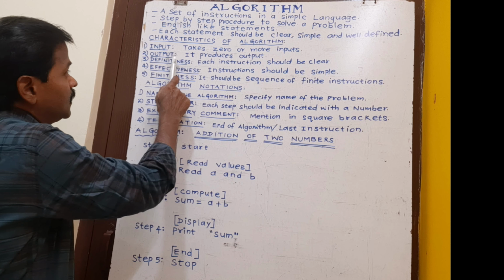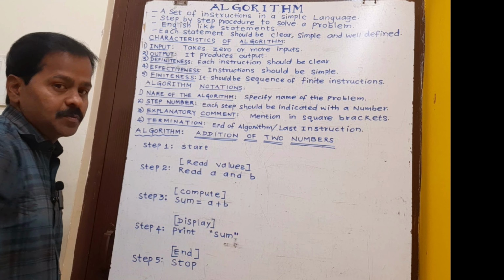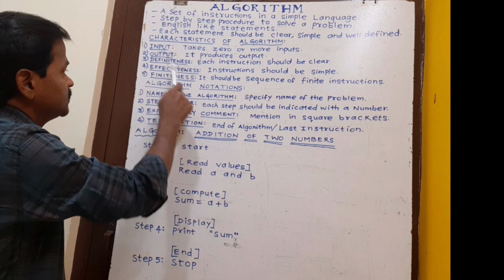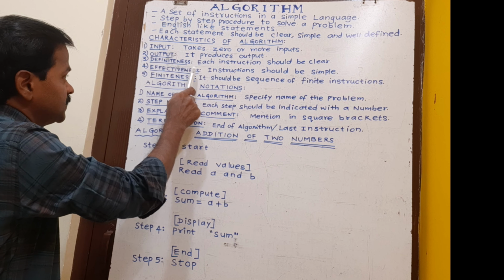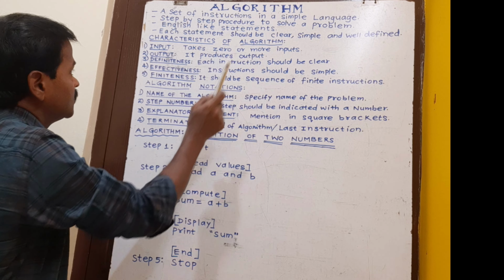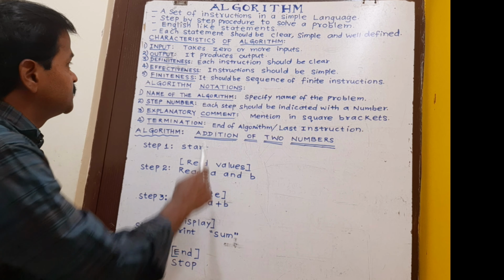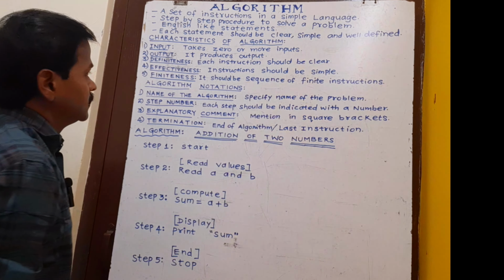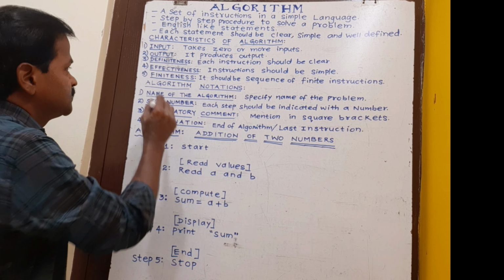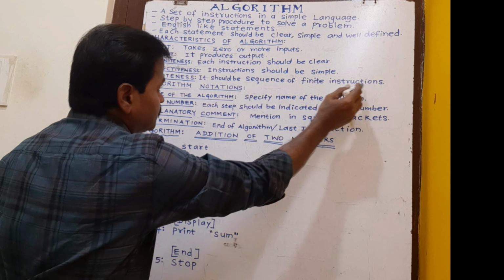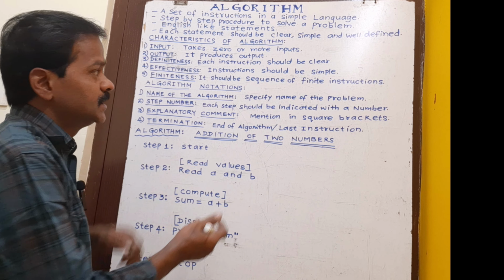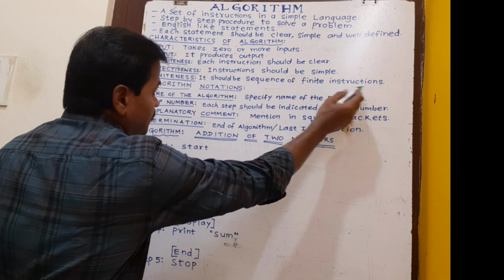Next, every algorithm will have output. It produces output. Next, definiteness. Each instruction should be clear. All these are the characteristics: input, output, definiteness, effectiveness, finiteness. These are the 5 characteristics of an algorithm. Input: it takes 0 or more inputs. Output: it produces output. Definiteness: each instruction should be clear. Effectiveness: instructions should be effective, that means simple. Next, finiteness: it should be a sequence of finite instructions. Every algorithm has to end after a few, finite lines.